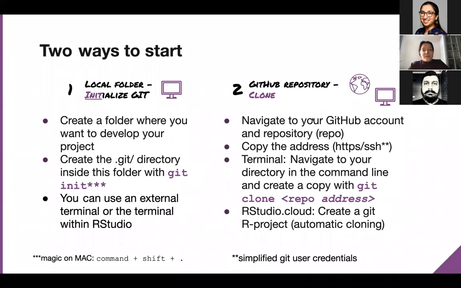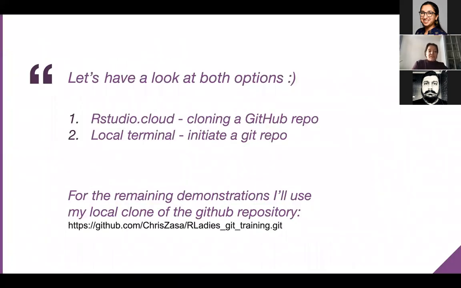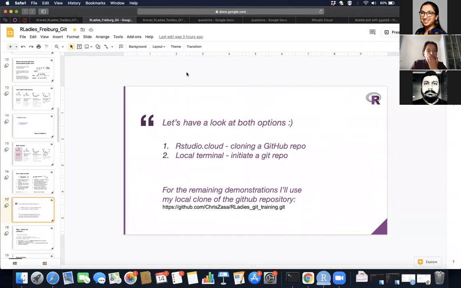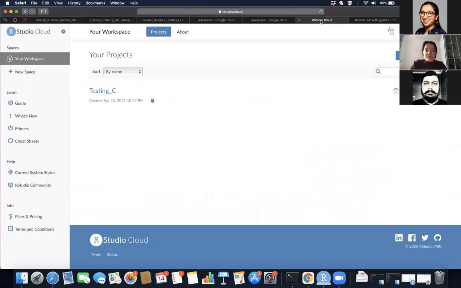There's another way where you see, oh, this is a nice GitHub repository, I want to work on this and want to clone it. So you navigate to the repository in your GitHub account, copy the address, navigate to your directory and create the copy, either on the command line with git clone and the repo address, or, what we're going to do now in a second, we use RStudio Cloud. So let's have a look. For the sake of time, let's stick to RStudio Cloud.